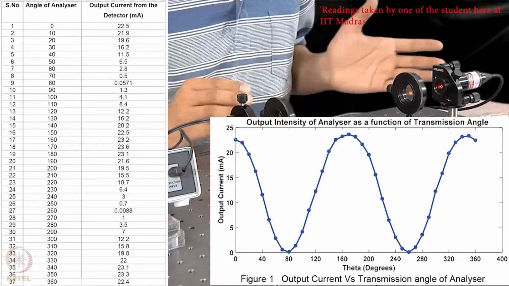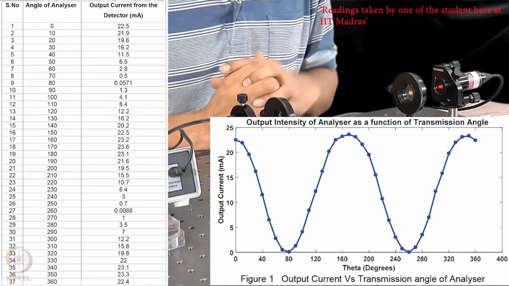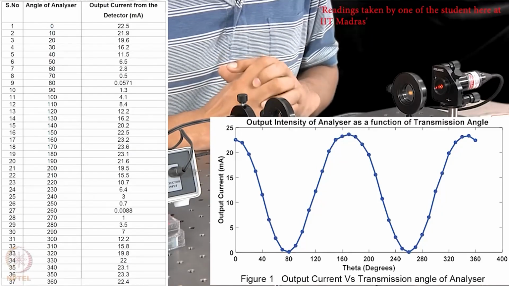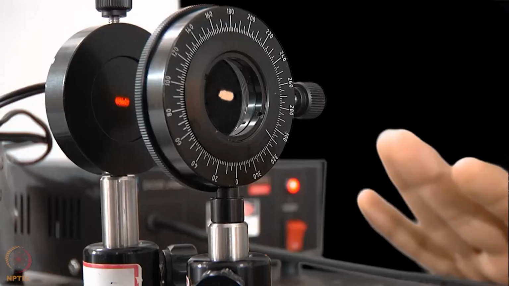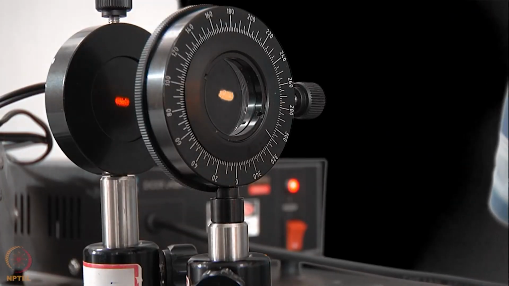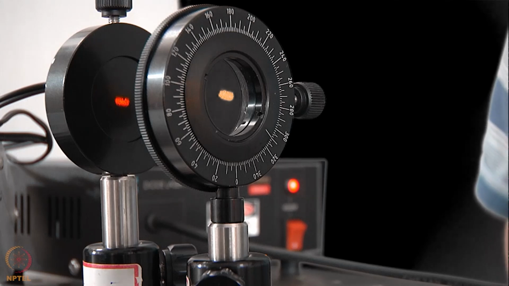So in the table here on the screen, we will present you the data recorded. So you can see the data and the corresponding plot, and it shows the cos square variation of the transmitted intensity of light. Okay. So now we will move on to the next experiment, that is characterizing half wave plate and quarter wave plate.